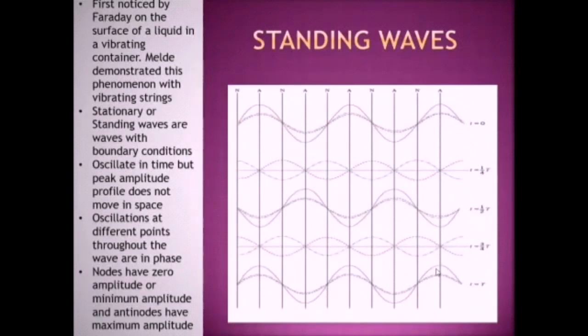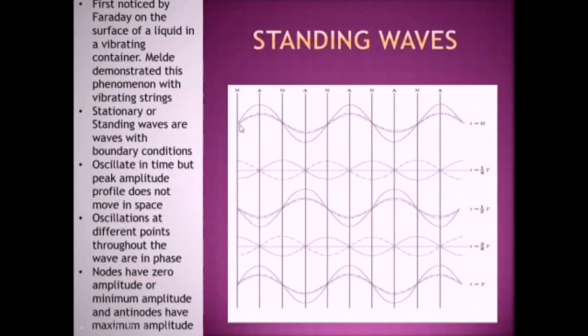First noticed by Faraday on the surface of a liquid in a vibrating container, Melde demonstrated this phenomenon with vibrating strings. Stationary or standing waves are waves with boundary conditions. They oscillate in time, but the peak amplitude profile does not move in space. Oscillations at different points throughout the wave are in phase. Nodes have zero or minimum amplitude, and antinodes have maximum amplitude.